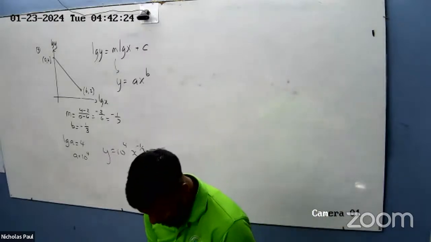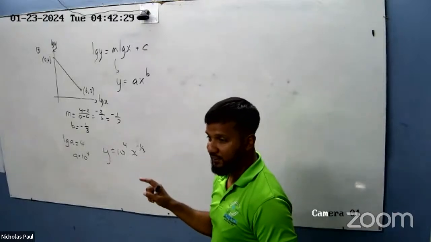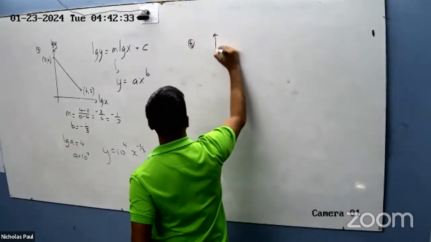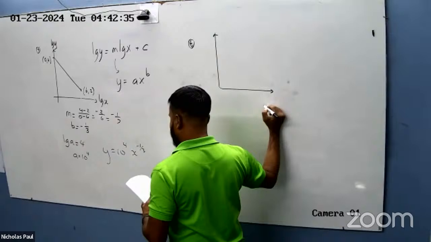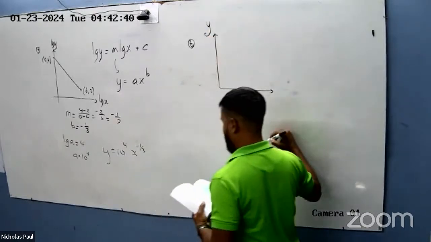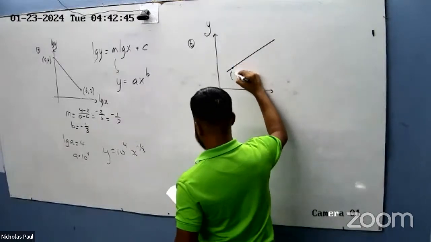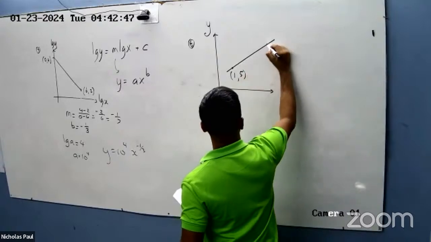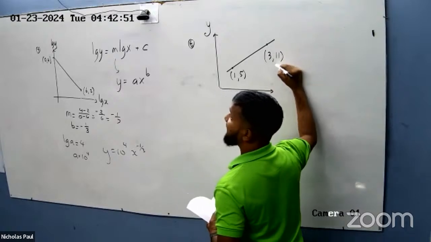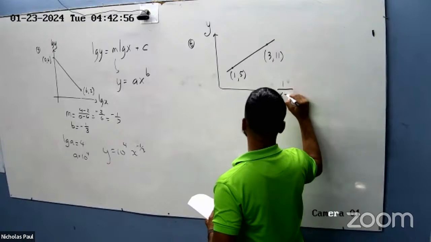Now, last one. I want y in terms of x, so I want you to use all your simplification ability. Here's y. I'm giving you the straight line. Here's 1, 5, and here's 3, 11. As I see in this, 1, 5 and 3, 11. 1 over x plus 1.